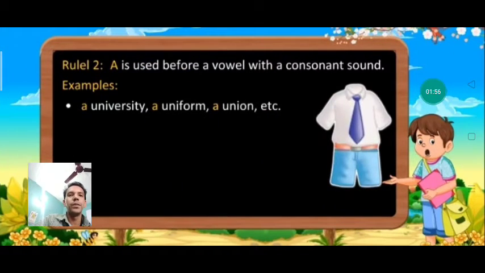Then rule 2: a is used before a vowel with a consonant sound. Here in this example you can see u is a vowel, but still a is used in front of the word. Example: a university, a uniform, a union, etc. The reason is that the sound coming is a consonant sound, so we are using a. When you speak university, you will see that it starts with something like y.